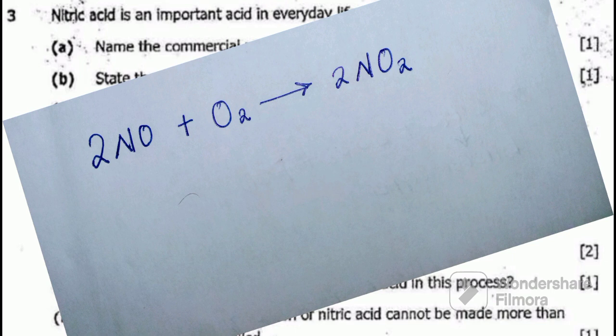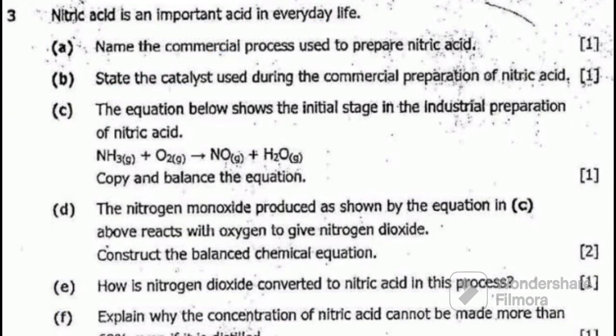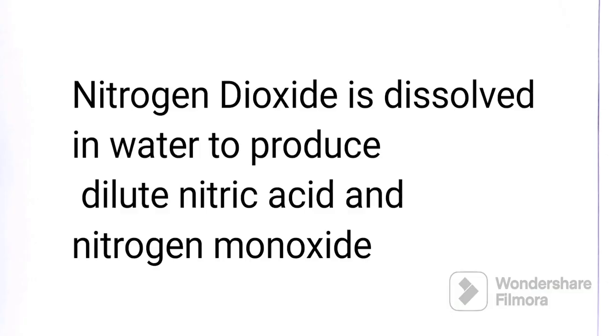Question E. How is nitrogen dioxide converted to nitric acid in this process? Nitrogen dioxide is dissolved in water to produce dilute nitric acid, and nitrogen monoxide is also produced.